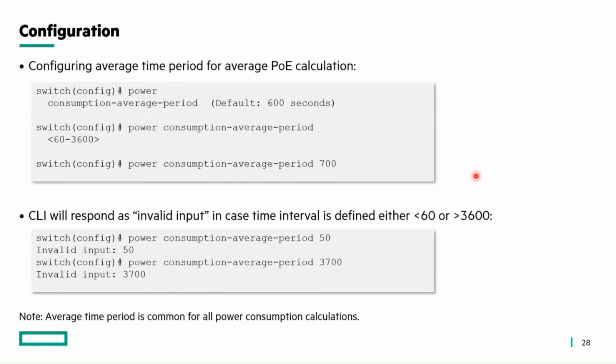So here we come to the configuration of this feature. First, the configuring of the average time period, which is the same as we have seen in the last feature. You see the power consumption average period, which can be configured only between the given interval.